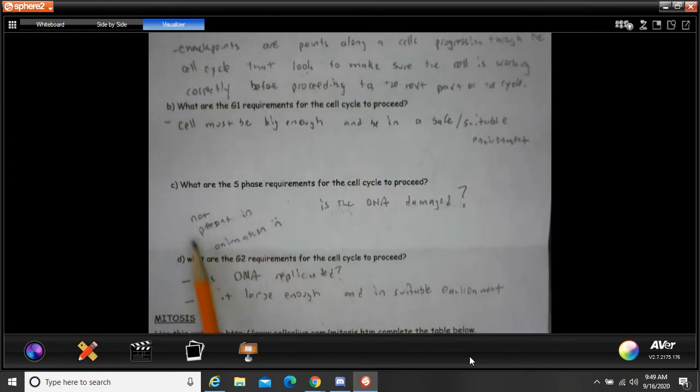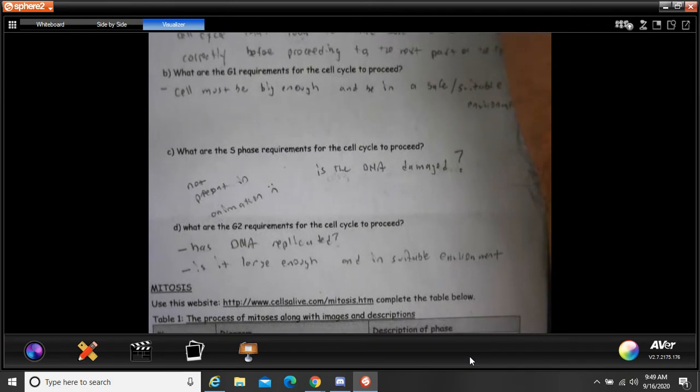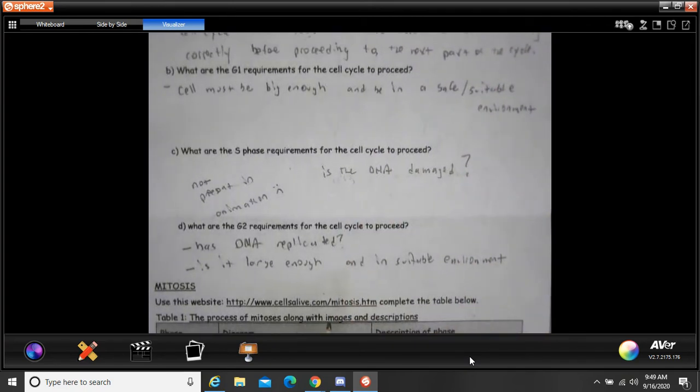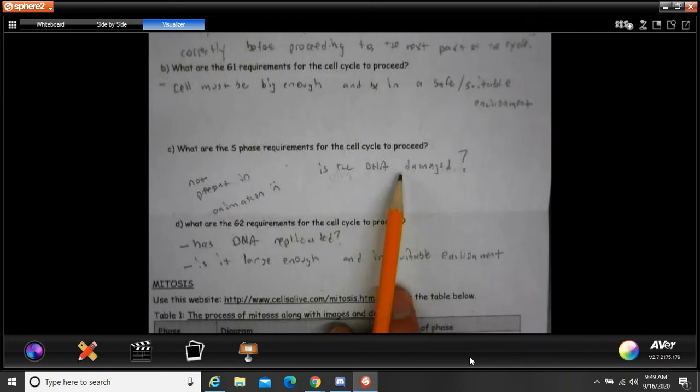This is not presented in your animation, but there is some degree of checking to see whether or not the DNA is damaged. I don't provide the mechanism for that, but there is some check to see whether or not the DNA is actually damaged during the process of replicating, or if it replicated correctly. Okay? And if it didn't, whatever the checking mechanism is, it will stop the cell from proceeding to the G2 phase.